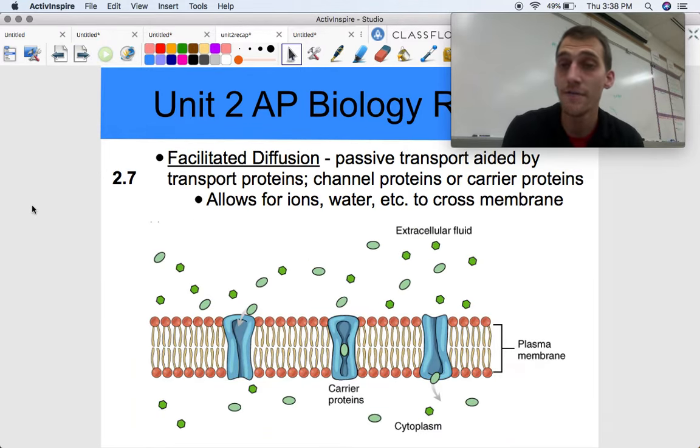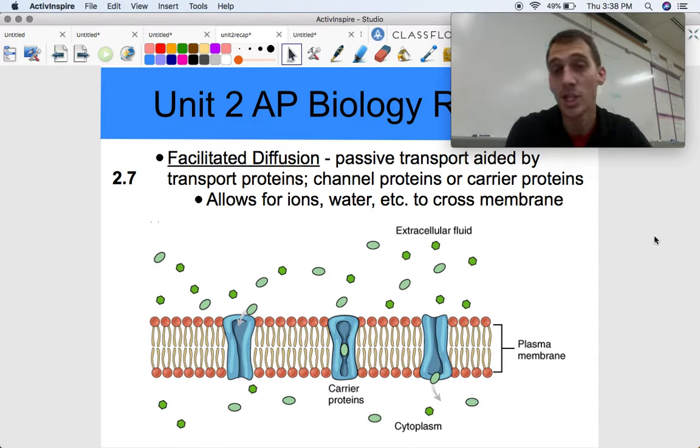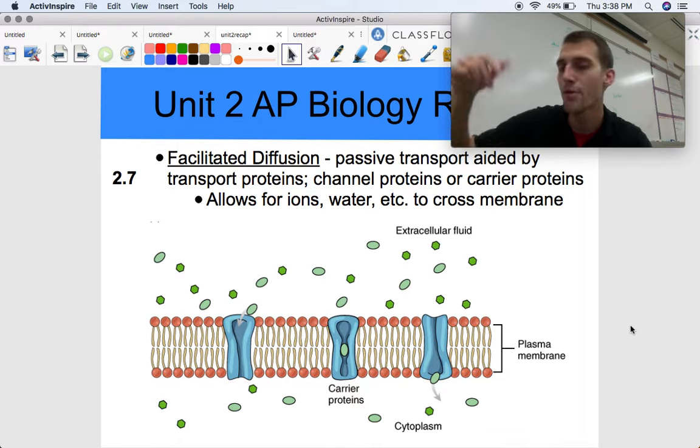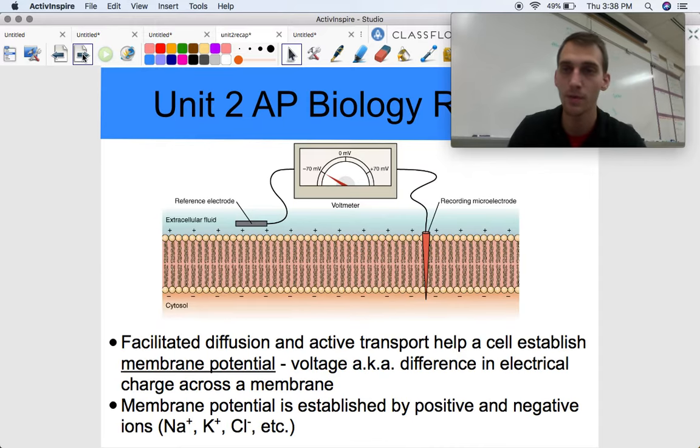2.7 is all about facilitated diffusion, and that's passive transport aided by transport proteins, aka channel proteins or carrier proteins. Like I showed you before, ions in water can cross the membrane pretty easily through a channel protein or a carrier protein, and it'll diffuse just like with passive transport, except it can't go through the bilayer, so it needs a protein to let it through. In other words, the protein is facilitating, or making it easier for these charged or polar molecules to cross the membrane that normally can't. That's why it's called facilitated diffusion. They need a little help to get across the membrane, and that's what the channel proteins are there for.